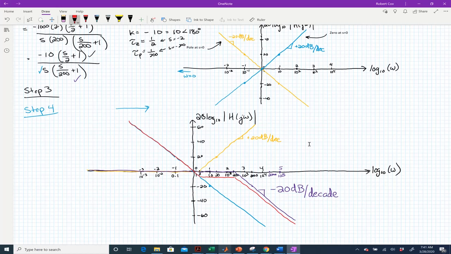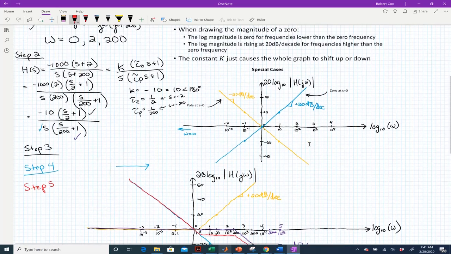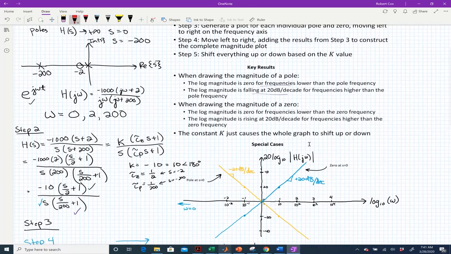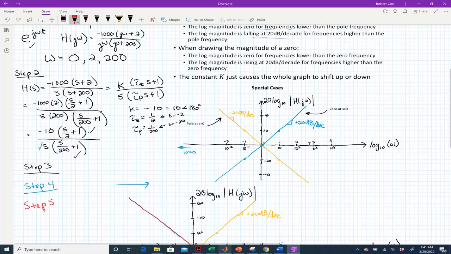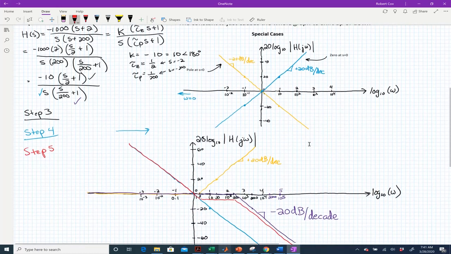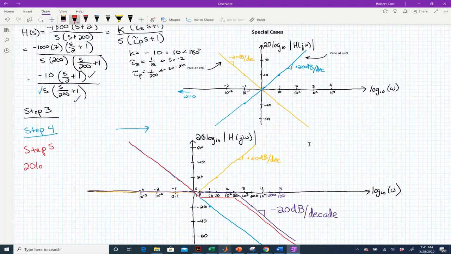Now there's one more step, step 5. Step 5 is to shift everything up or down based on the k value. My k value in this case was negative 10. 20 log 10 of the magnitude of minus 10 is equal to 20 log 10 of 10, or 20 dB.